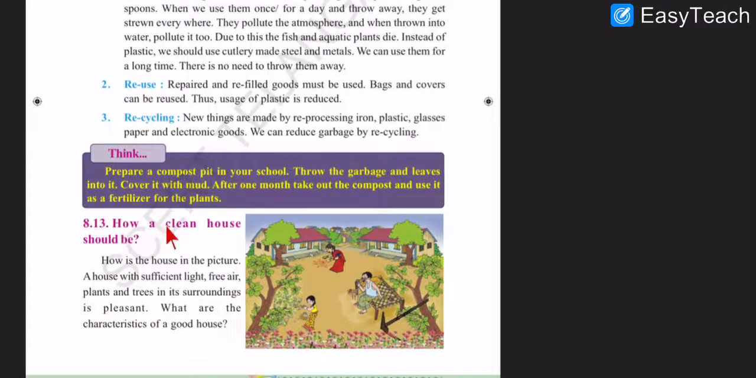See the side heading, how a clean house should be. How is the house in the picture? You can see the picture. A house with sufficient light, free air, plants and trees in its surroundings is pleasant.